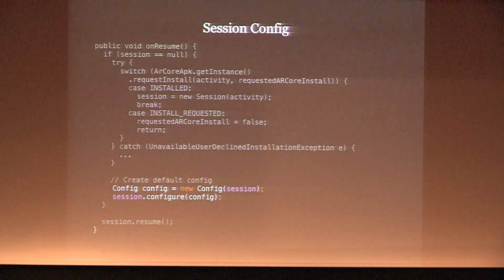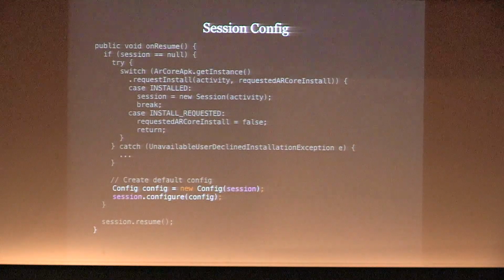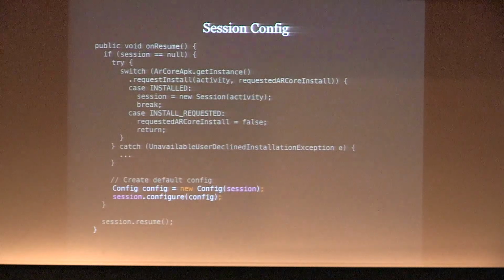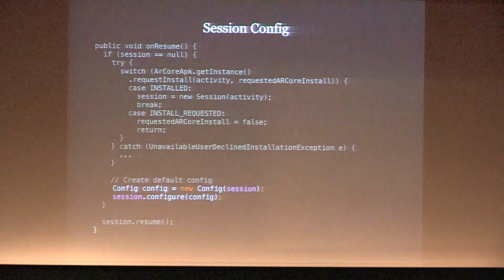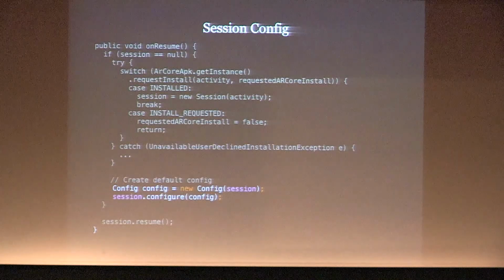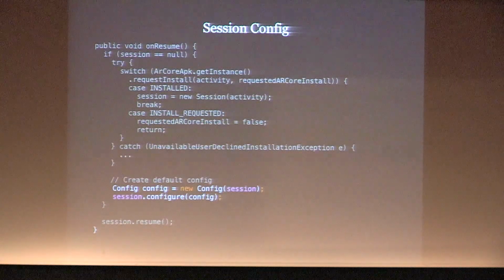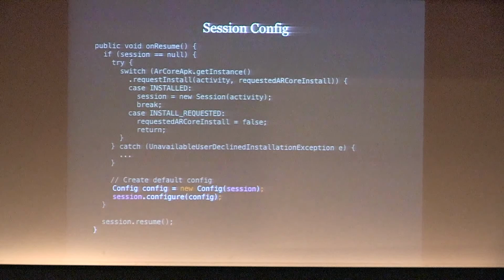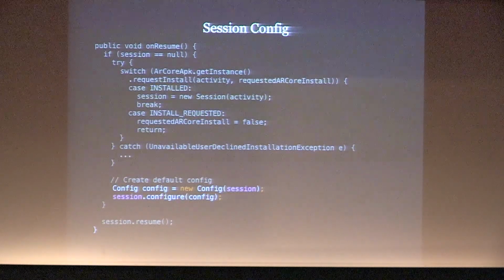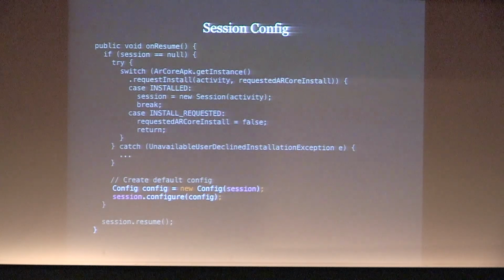So let's see how we do that within the code. We're just creating an instance of our config, and then we're invoking a method configure, passing the config in the session. As you can see, I didn't specify any parameters. I've just talked about 3 config options, and it didn't set anything. It's just because this is the default config that is guaranteed to be supported in most devices. So plane finding mode is turned on, light estimation mode is on, and update mode is set to blocking. This is probably the default option that most developers should go with unless you're doing something specific.